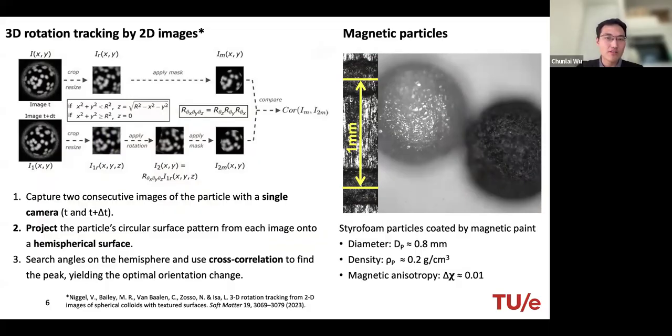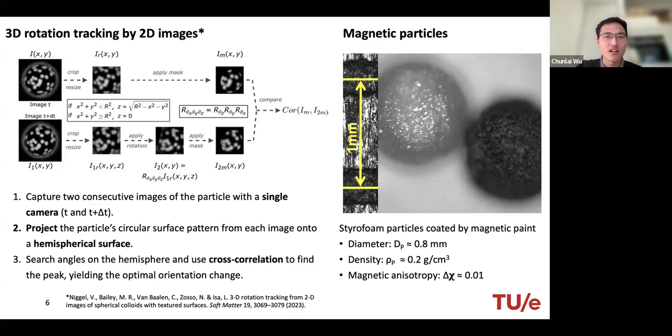This algorithm applies only for spherical particles. It uses only 2D images to fully recover 3D rotation by projecting those 2D surface patterns back to a virtual hemisphere and then calculating the cross correlation peak between each two consecutive frames. And then because we already know the frame rate of the camera, we can immediately get the angular velocity of each single particle in the flow.